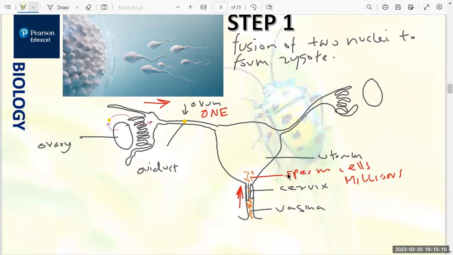Right, sperm cells, there are millions, and the ovum is one cell.